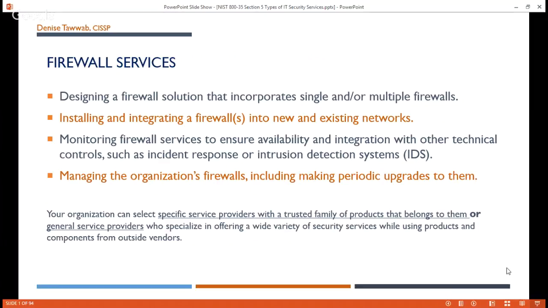Your company can select specific service providers who work with a trusted family of products that belongs to them, and Cisco comes to mind. So you get a Cisco next gen firewall that you install on a Cisco network, and Cisco is your service provider. Or you can work with general service providers, and these are resellers who specialize in offering a wide variety of security services using products and components from outside vendors.